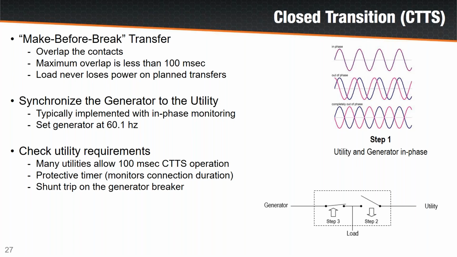Typically, you set the generator a little bit faster than utility, so we get good repeatable in-phase conditions. Every 10 seconds you would come in phase if you were set to 60.1 hertz. You always want to put a shunt trip on the breaker feeding a closed transfer switch, because if something happens to this switch, we do want the ability to trip it off the grid. So we should take the protection that's in the transfer switch and tie it back to a shunt trip on the generator breaker.